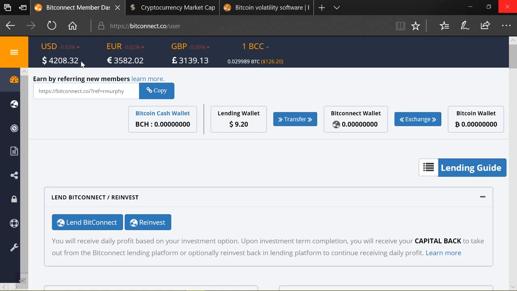And then you have here 1 BCC. Now this has changed recently. It used to say Bitconnect coin, and it used to give you the value. So the value is here, and it's $1.2620. So that is the value of the Bitconnect coin.